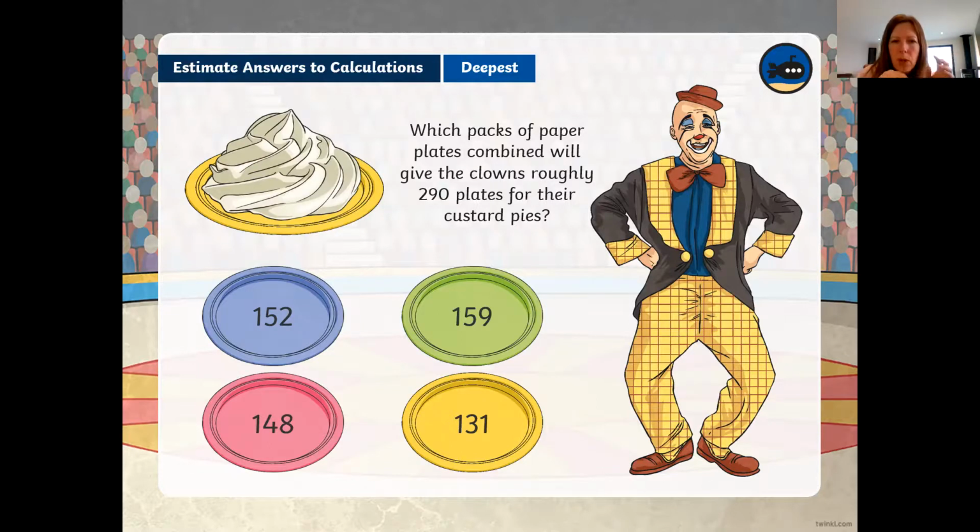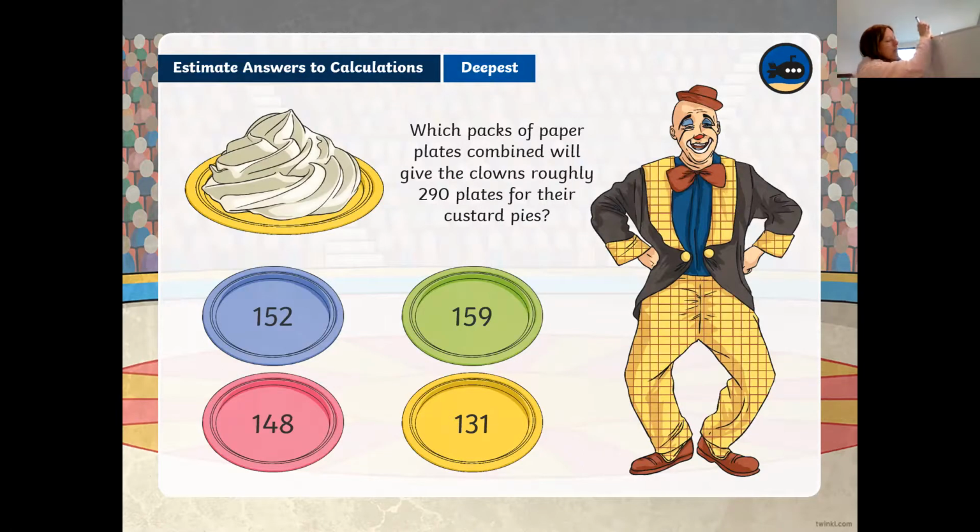So we've got 152 of the blue, so that's going to be 150 if I was to round that. The green, we've got 159, so that's going to be 160. I've got the pink plates, red, depending on how it looks on your screen, 148, so that's going to be about 150. And then the yellow one's 131, so if I round that, that's about 130. Let's keep track of those numbers, because sometimes we have to jot things down to remind ourselves, because remember, we are estimating.